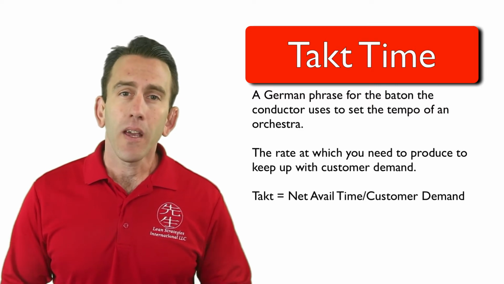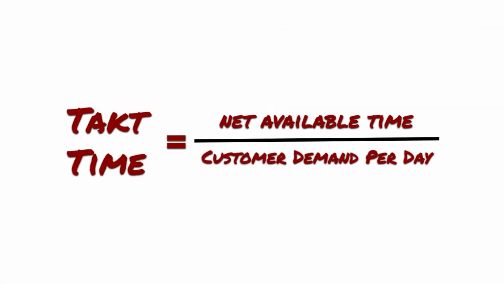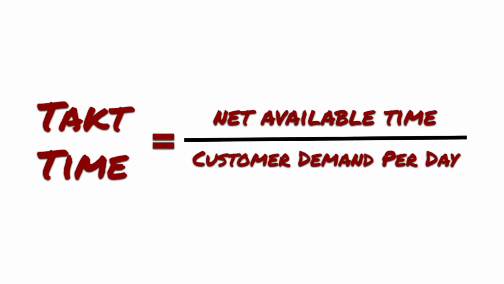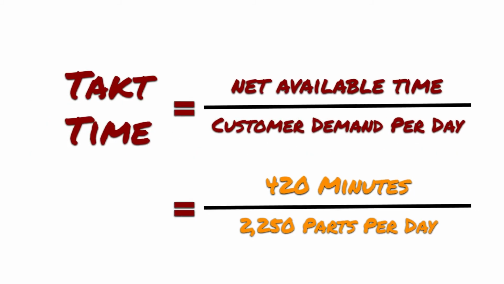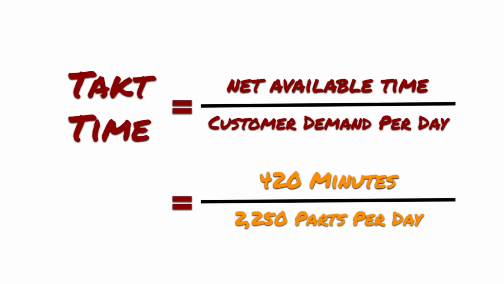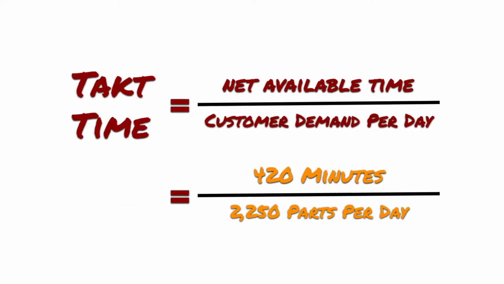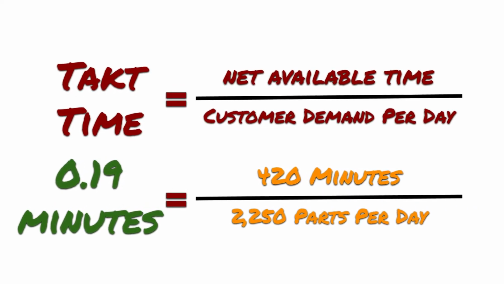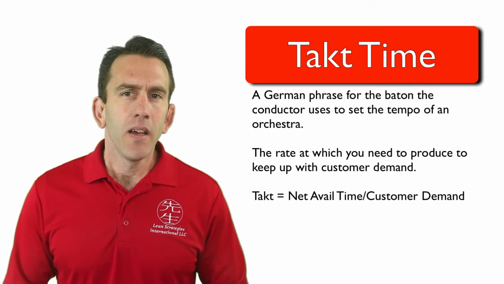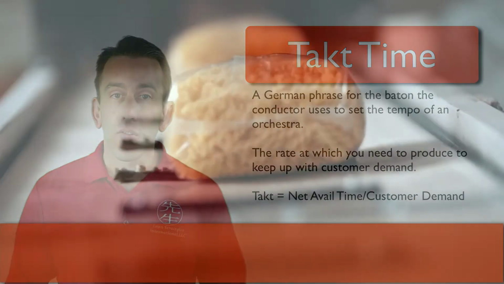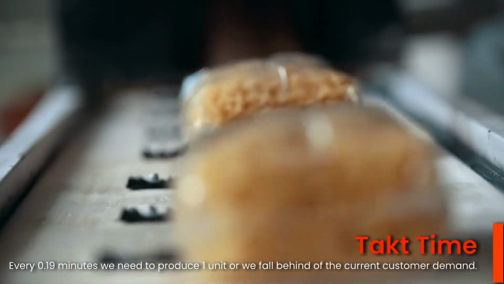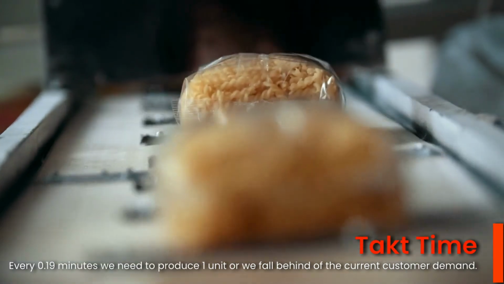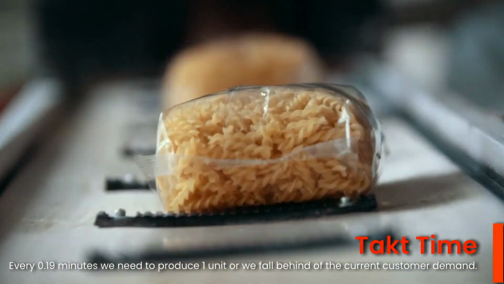Now that we know how many of the 4 different pieces we need to be made each day, we can calculate our takt time. This is done by dividing the amount of available time per day by the number of parts per day. In our case, we would divide 420 minutes by 2,250 parts. This would equal 0.19 minutes per unit takt time. So, what does this mean? To put it simply, it means that every 0.19 minutes, we need to produce 1 unit or we fall behind of the current customer demand. That is a little over 5 units per minute.